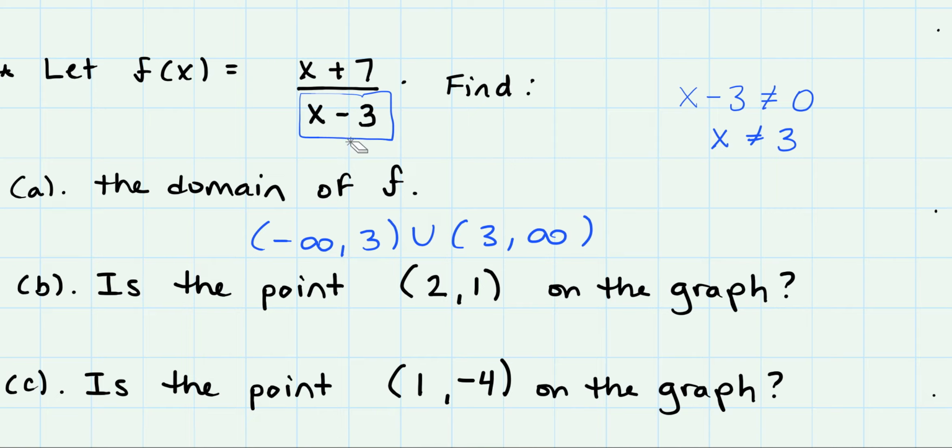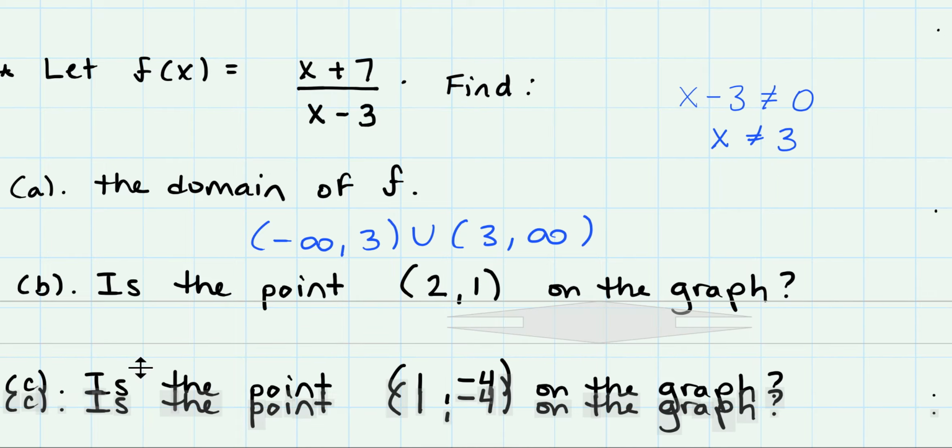Something else I want to know, is the point (2, 1) on the graph? So if I was to draw the graph of this, would it go through this point? Well, remember that this is the x coordinate and this is the f of x coordinate, or the y coordinate. So all I need to do is plug in 2 into here and see if this simplifies to 1. Let's try that.